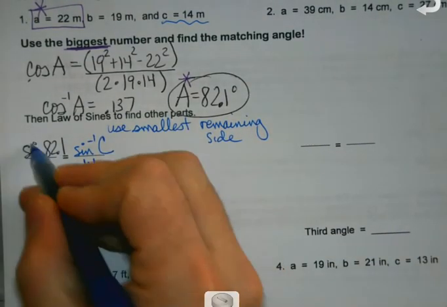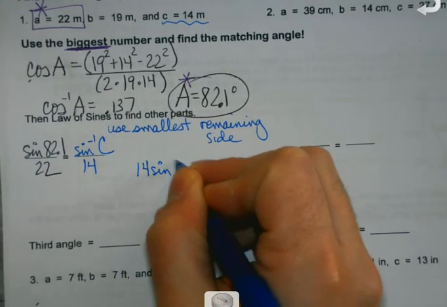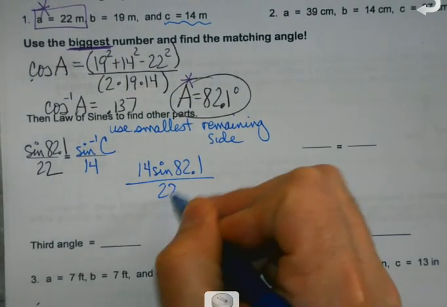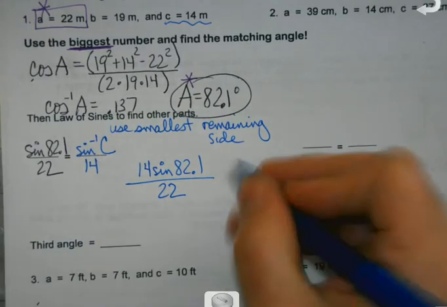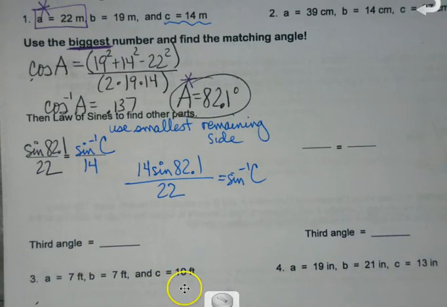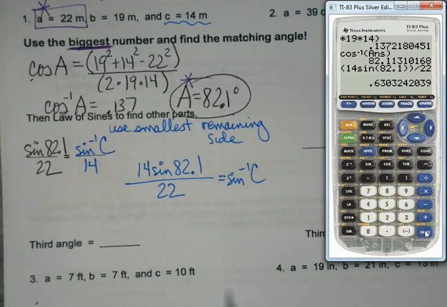I go, okay, there's the diagonal. It doesn't have C. So 14 times the sine of 82.1. And I divide by the diagonal that has my sine value. And I let the calculator do the rest. So 14 times the sine of 82.1 by 22. Again, it's an angle. Again, it's sine this time. Be careful. If you use cosine again, you're not going to get the right answer this time.